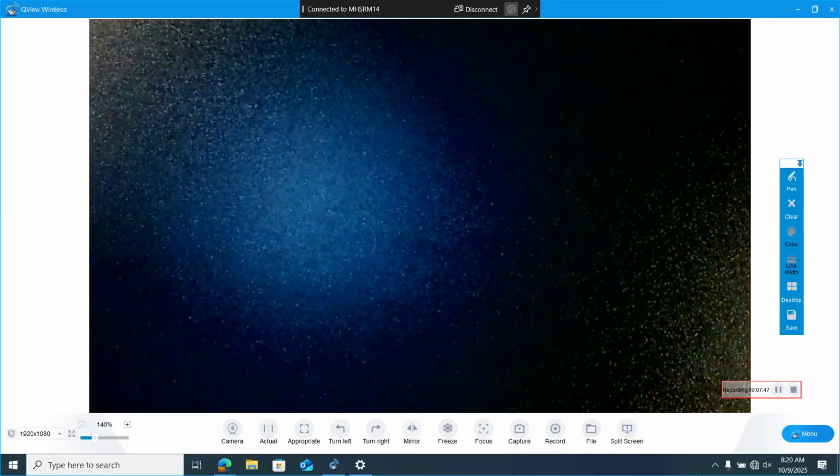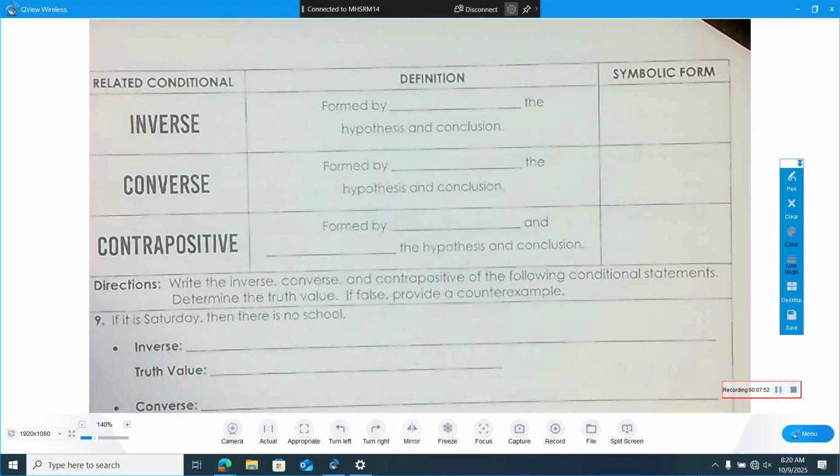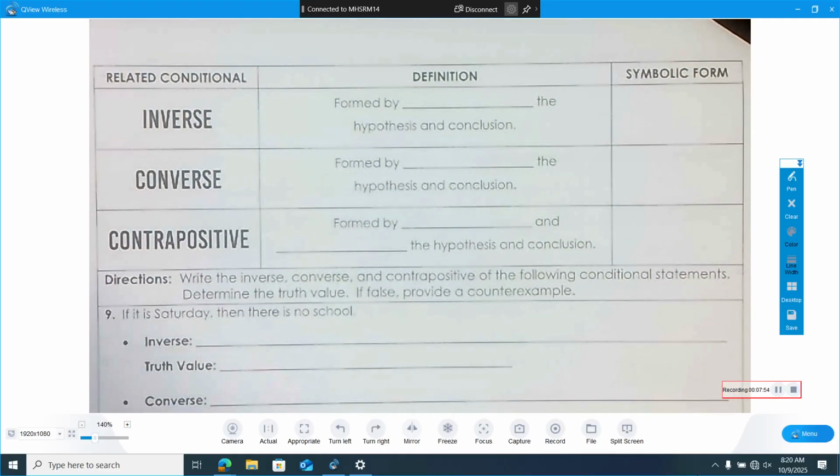So we also have related conditional statements. Now these are actually important for us because we are going to be learning, and already have learned, quite a few theorems, like the theorem, if two lines are perpendicular, then you have 4 right angles, okay? If you have perpendicular lines, then you have a right angle. That is a conditional statement.